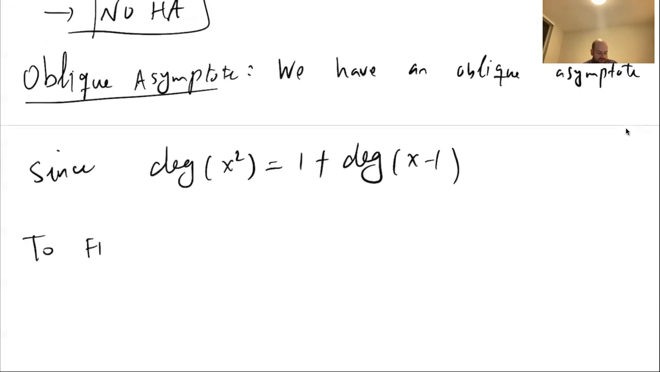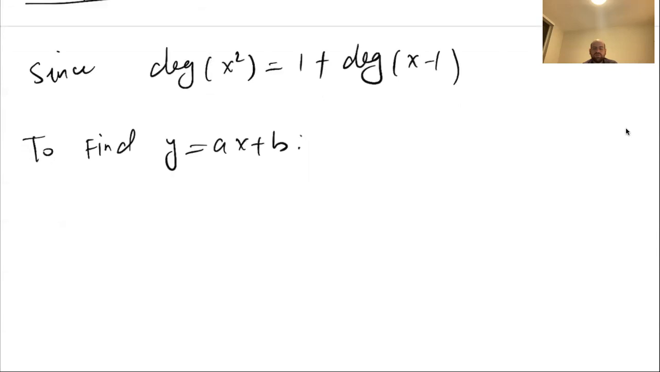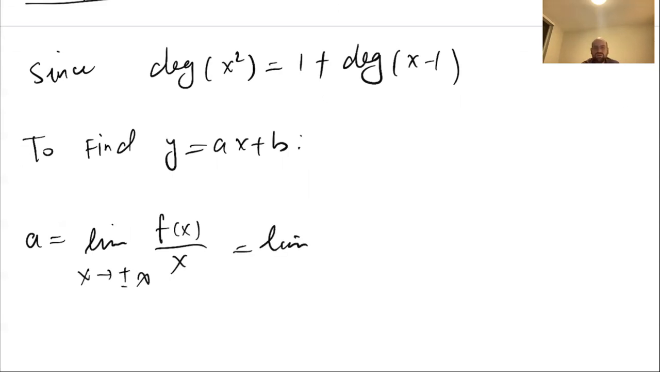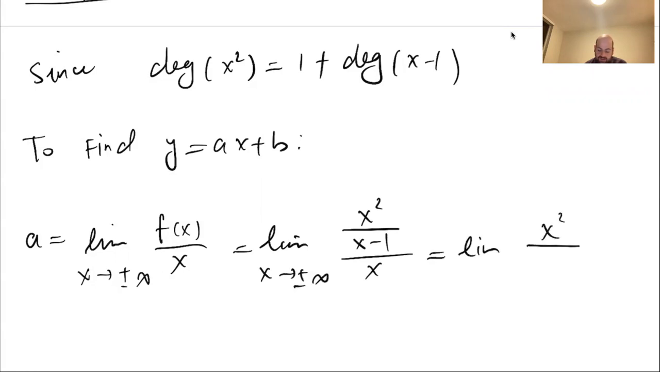And to find y equals ax plus b, do you remember the recipe I provided to find the oblique asymptote? If you write it as ax plus b, a can be found as the limit of f of x over x, as x goes to plus or minus infinity. So that's going to be the limit of which function? X squared over x plus 1, then divided by x, as x goes to plus or minus infinity. So that's the limit of x squared over x squared plus x, as x goes to plus or minus infinity.